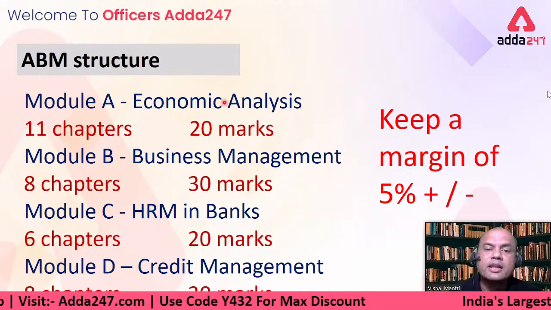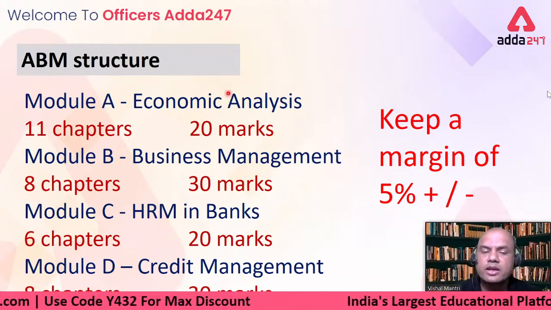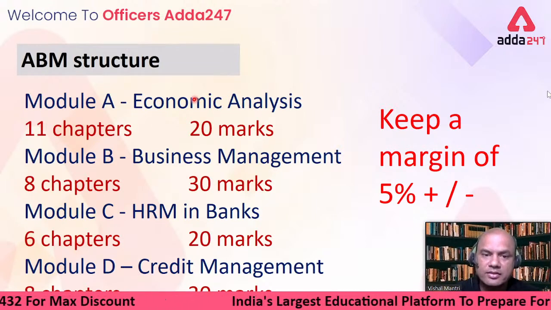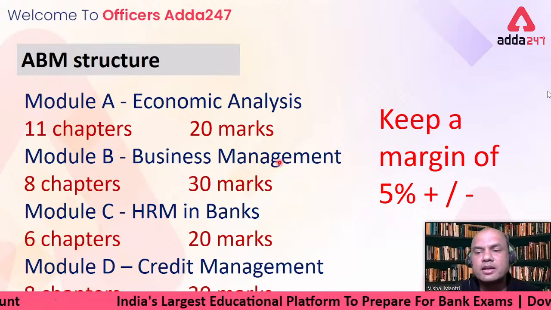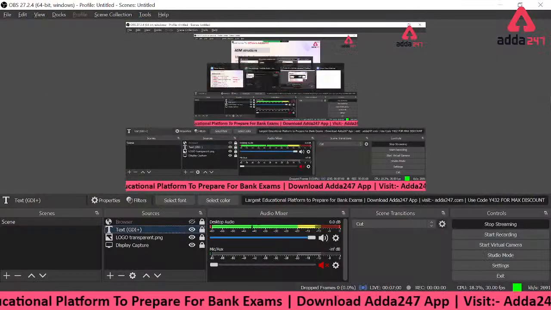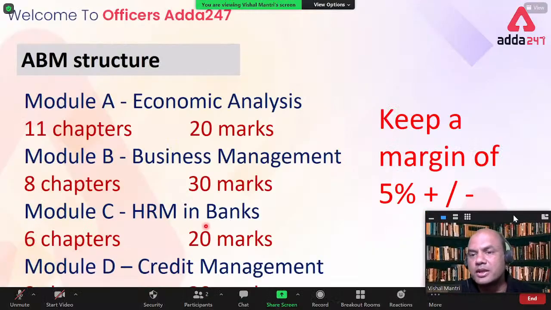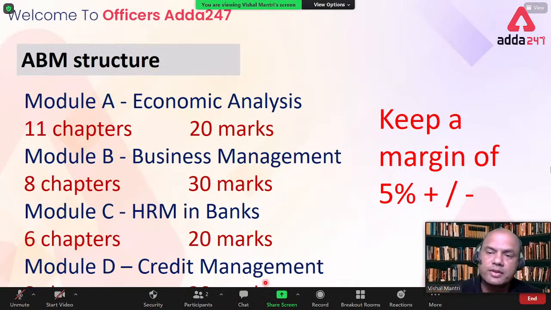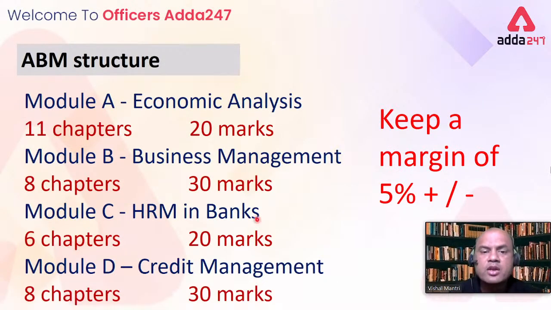Okay, in economic analysis, you'll get the case studies on chapter number 10 and 11. In module B, you'll get the case studies on time value of money and all that statistics part. HRM, you'll get roughly 2 to 3 case studies from HRM only. And module D, ratio analysis, you'll definitely get 1 case study. Okay. So roughly in all, covering all these topics, you get on an average 12 case studies.